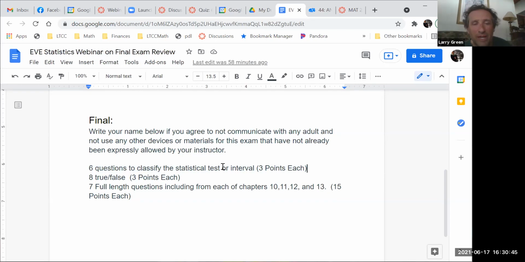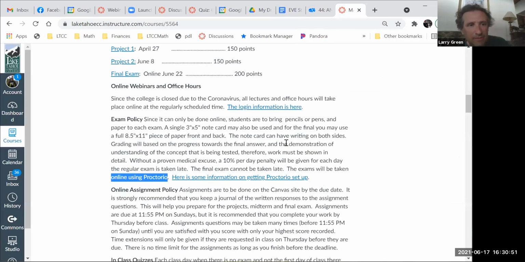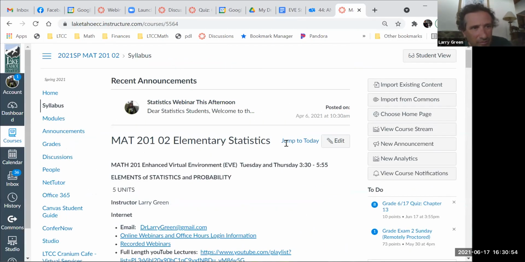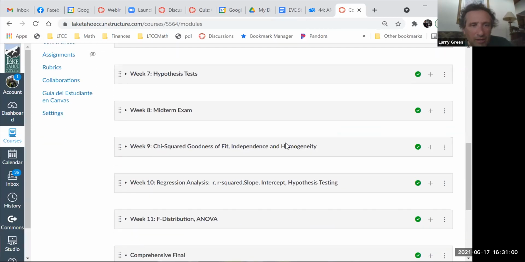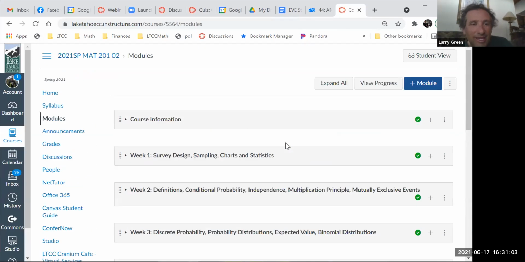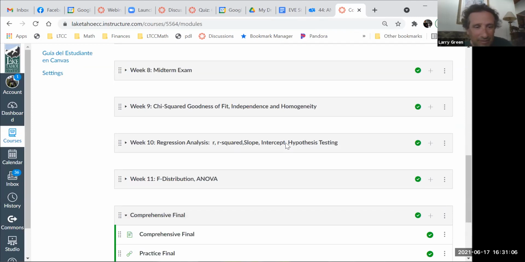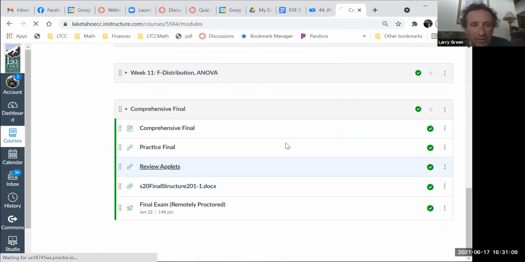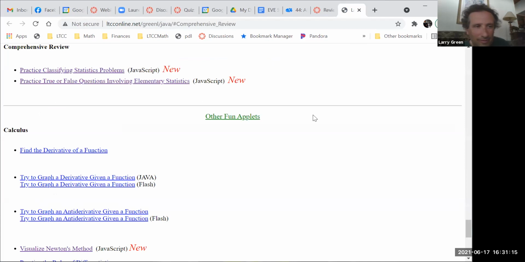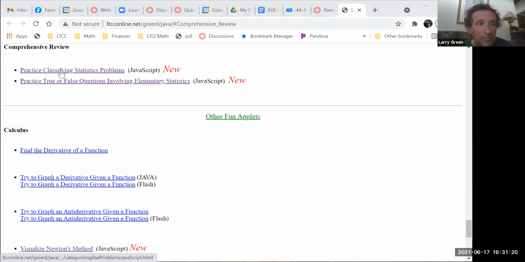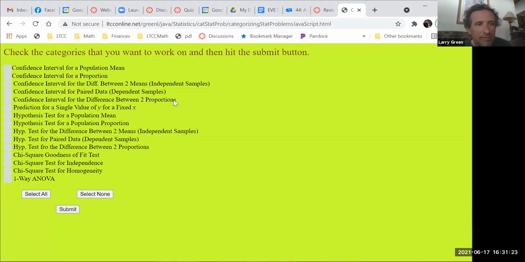So let me show you what I mean by that and show you a way to study too. If you go to the modules, and you scroll down to the bottom and go to comprehensive final and then to review applets, and then you open up the review applets right there, you will see practice classifying statistics problems. Any questions on this?